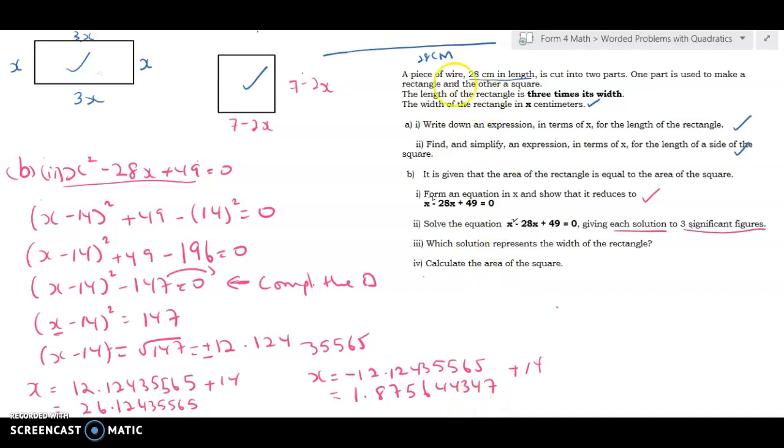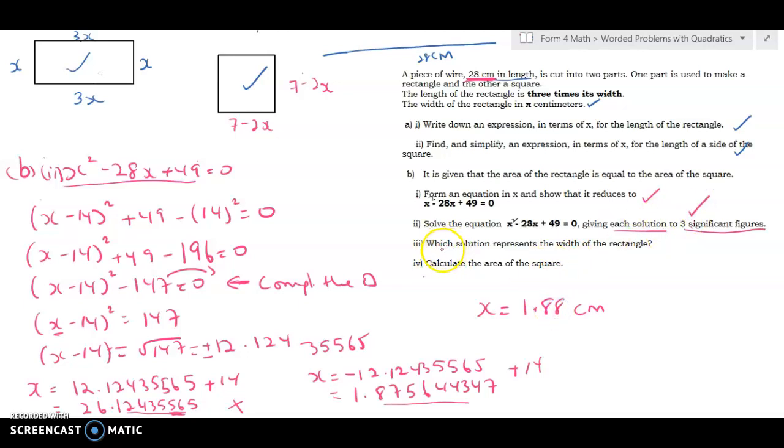However, because of the start of the sum, they said the total length of the wire is 28. It's hardly likely that one side of my rectangle is 26. So I will not bother with this answer here, the 26, and I will take this answer. So then I'll say x is equal to 1.88, to three significant figures, centimeters. So this, everybody, will be my answer for this part.